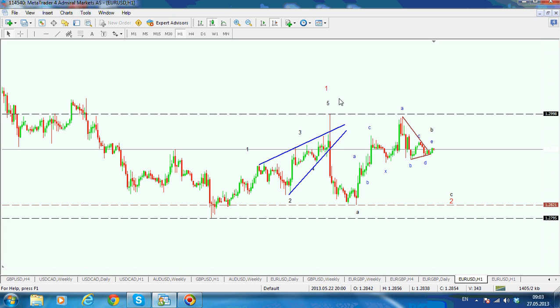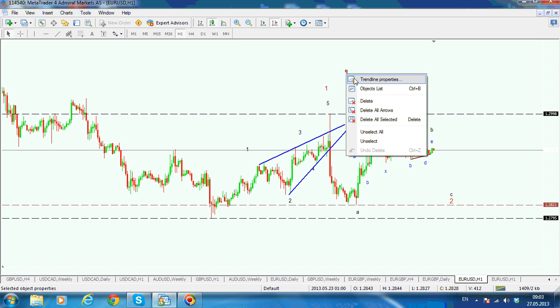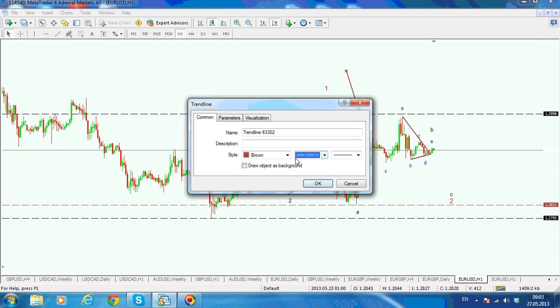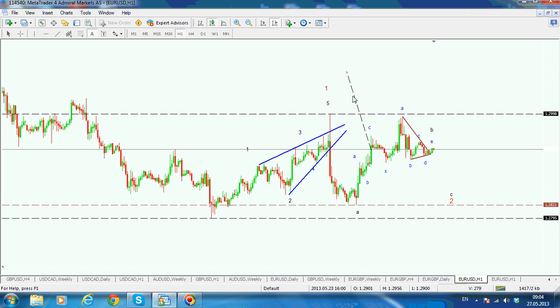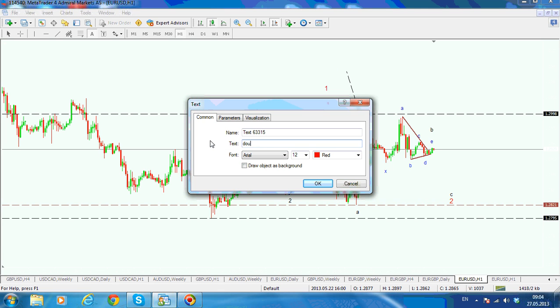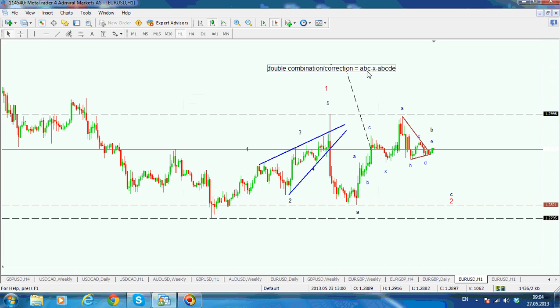So we have an A, then a double correction. So we might write here that this is A. This is a double combination, or correction, whatever you would like to call it, in the form of ABC, then an X wave, and then an ABCDE as a triangle, and this points towards a new low.